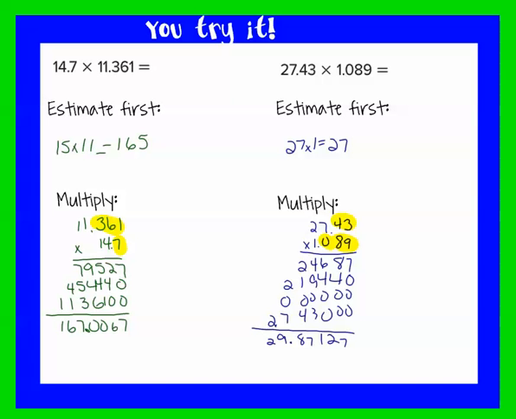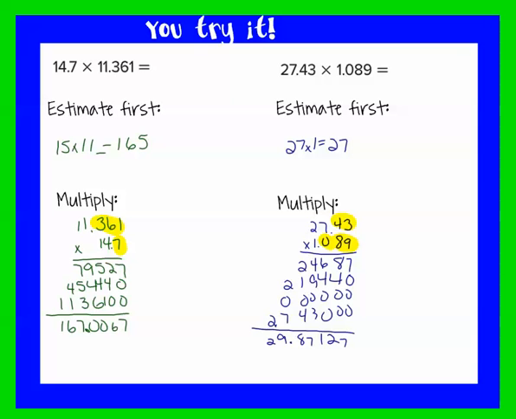All right, in the first example, first you try it. If we estimate, we can round that 14 7/10 up to 15 and the 11 and 361 thousandths down to 11. So we should get a product of somewhere around 165. Check your calculations against what you see here on the screen.